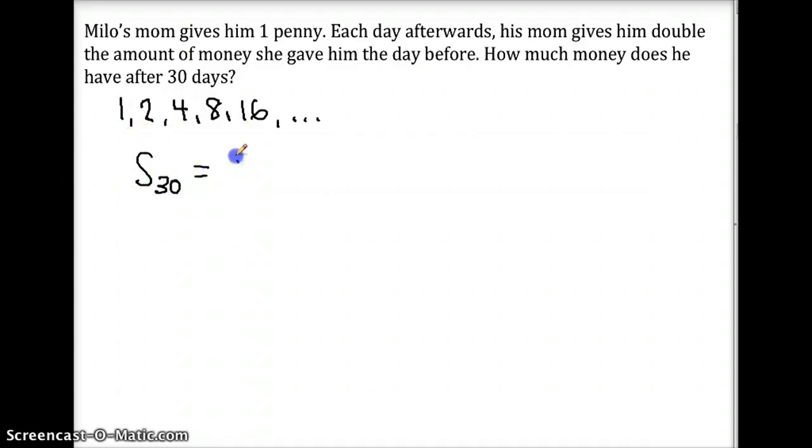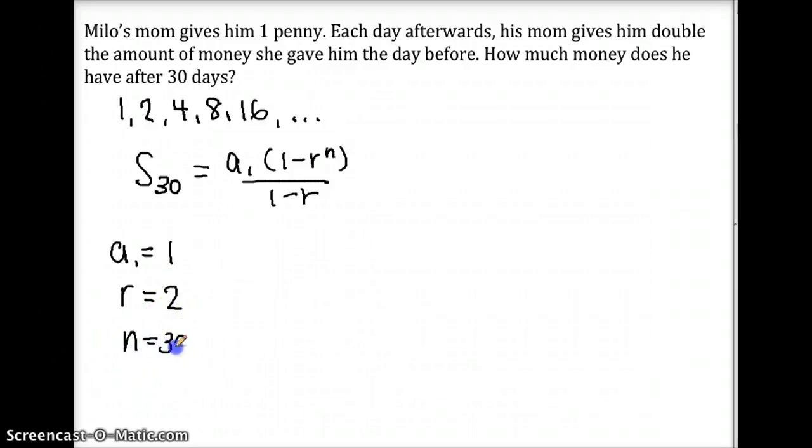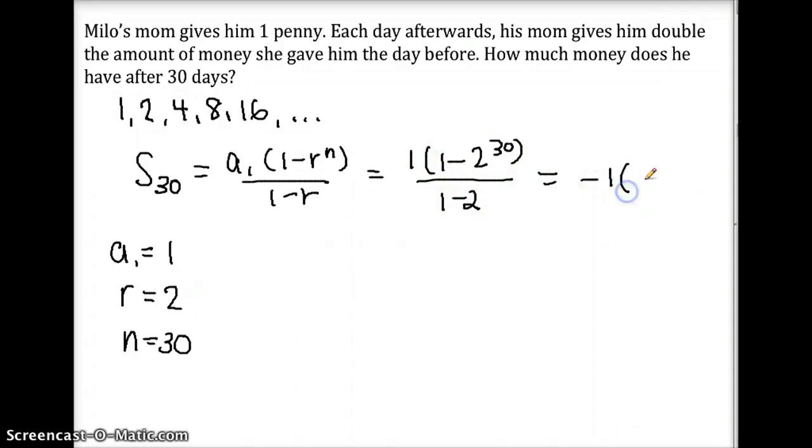In order to solve for this, I'm going to write the formula here. So I have a sub 1, 1 minus r to the power of n over 1 minus r. I need to know these variables. a sub 1, which is the first term of the sequence, is just going to be 1. And r is the ratio, and since we're multiplying by 2 each time, it's just going to be 2. And n is going to be 30 because we want to find out how much money he has after 30 days. So then I'm just going to plug this back in here. I have 1 times 1 minus 2 to the power of 30 over 1 minus 2. And 1 over negative 1 is just going to be negative 1. So I have negative 1 times 1 minus 2 to the power of 30, which is also just equal to negative 1 minus 2 to the power of 30.